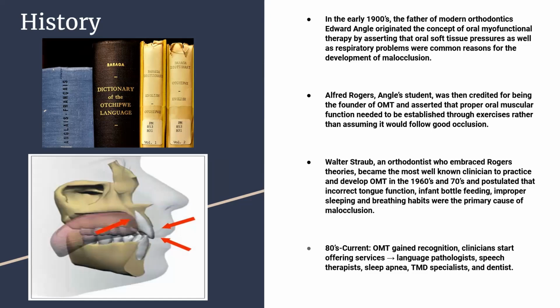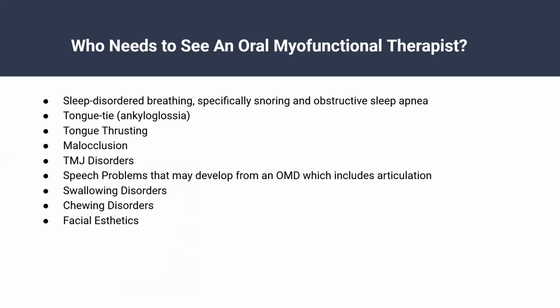Then Walter Straub, who embraced Rogers' theories, became the most well-known clinician to practice OMT in the 1960s and 70s. And then he also postulated that incorrect tongue function, infant bottle feeding, improper sleeping, and improper breathing habits were the primary cause of malocclusion. From then on until now, OMT has gained a lot of recognition, and clinicians have started to offer these services mainly through the allied health type of clinicians like nursing, dental hygiene, dentists, chiropractors, and speech pathologists.